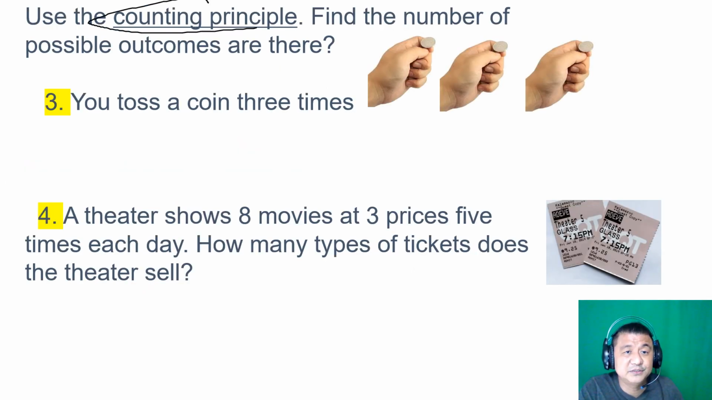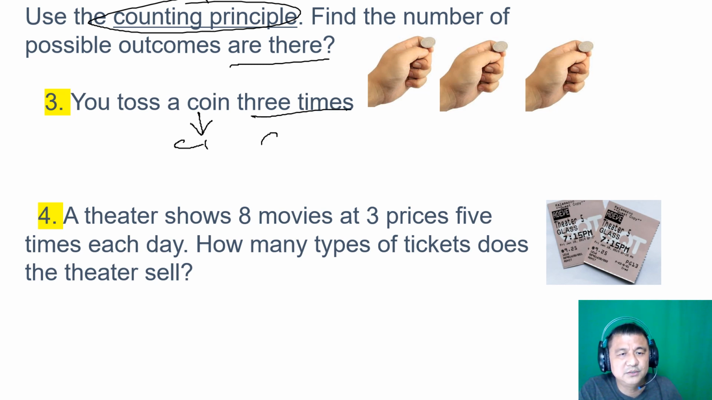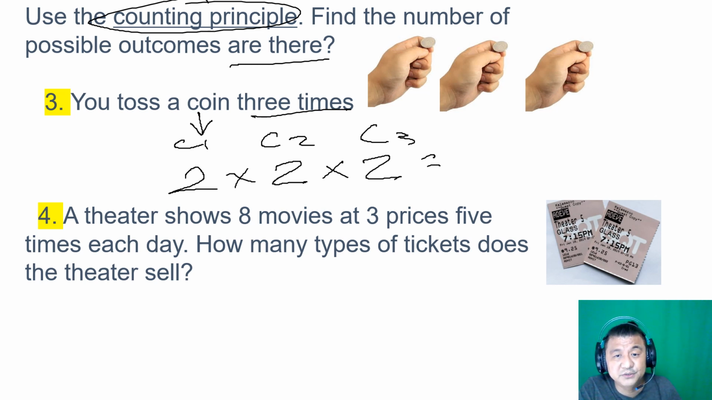Use your counting principle. Okay, no need to list them down, to find the number of outcomes. Tossing a coin 3 times. Coin 1, coin 2, coin 3. If you toss a coin, there are heads and tails, 2. The second one, heads and tails, heads and tails. Multiply them. Counting principle is multiply, so there are 8 possible outcomes.